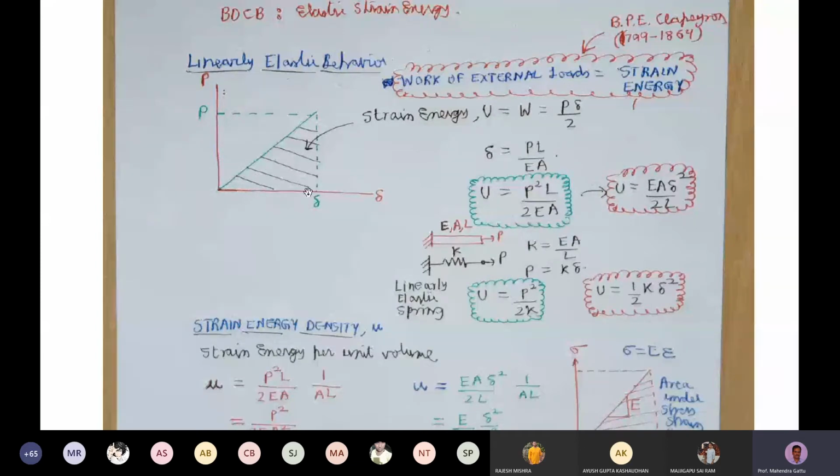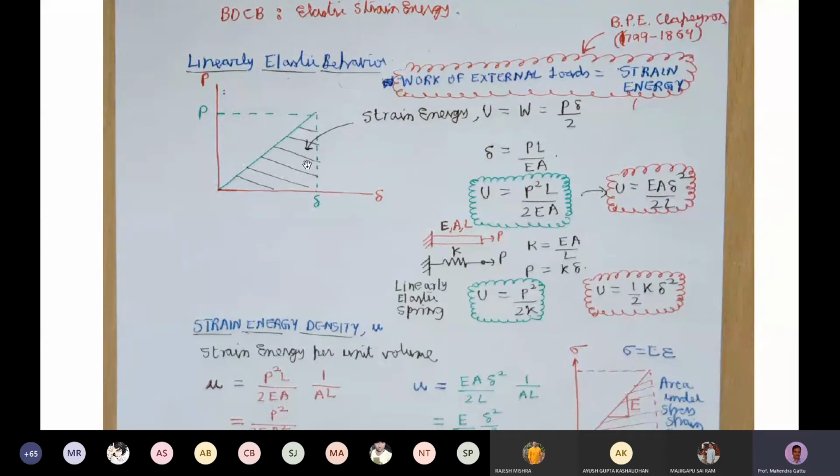As we discussed, the strain energy is the area under the load deflection curve. So here, this is the strain energy, and if the peak load is P and this is the delta, the area of the triangle will be half P delta. That is the work done by the load, which is stored as strain energy. So it is P delta by 2.